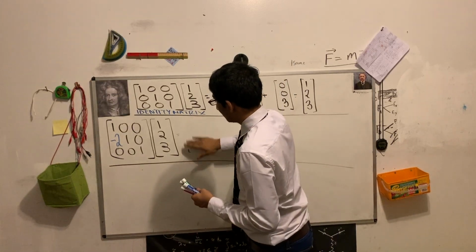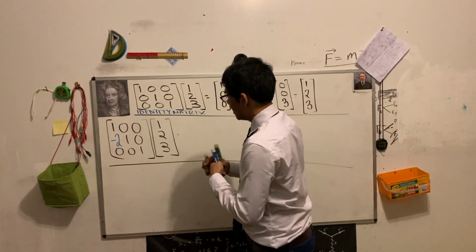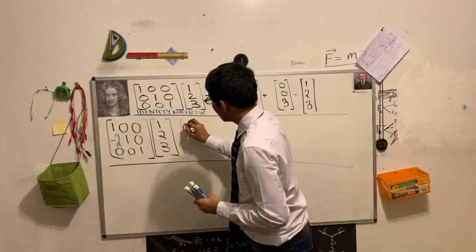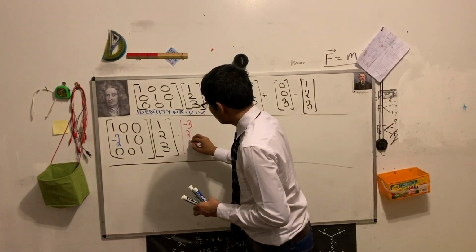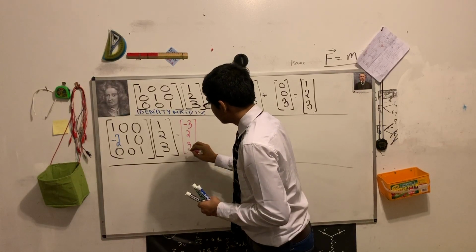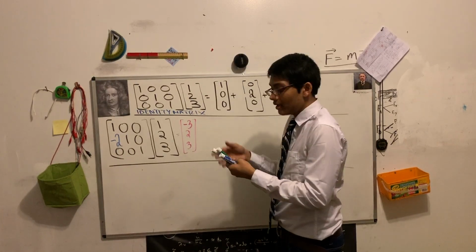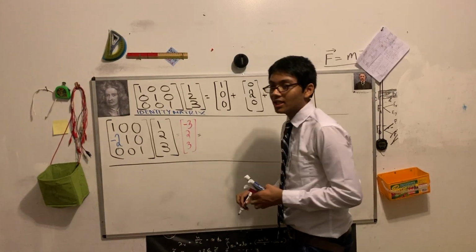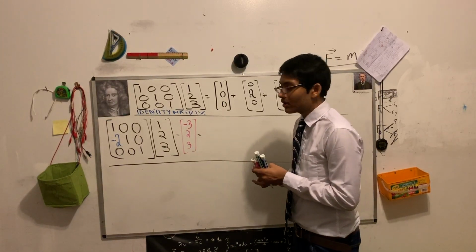Okay. I'll write it in pink, because it's a prediction. What did he predict? Negative 3, 2, 3. But I predict that's wrong. Well, yeah, I predict you're wrong. Let's see who's right. Are we ready? I am semi-ready.